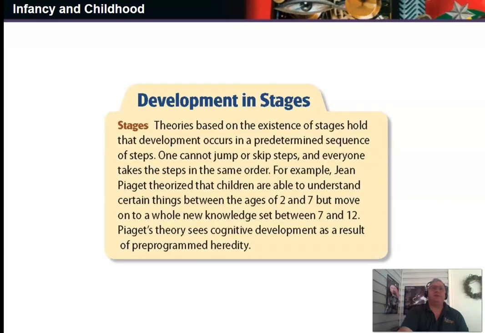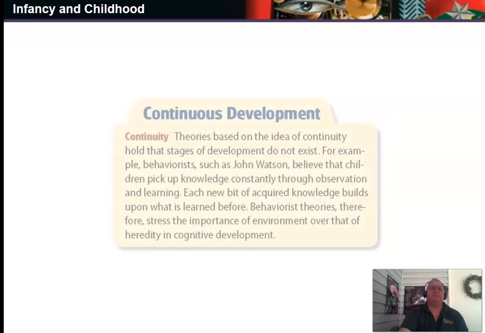Developmental stages. Theories based on the existence of stages hold that development occurs in a predetermined sequence of steps. One cannot jump or skip steps, and everyone takes the steps in the same order. For example, Jean Piaget theorized that children are able to understand certain things between ages 2 and 7, but move on to a whole new set of skills between the ages of 7 and 12. Piaget's theory sees cognitive development as a result of pre-programmed heredity.